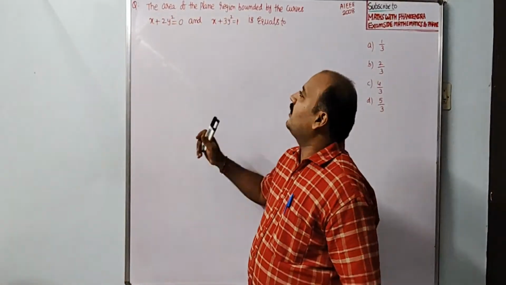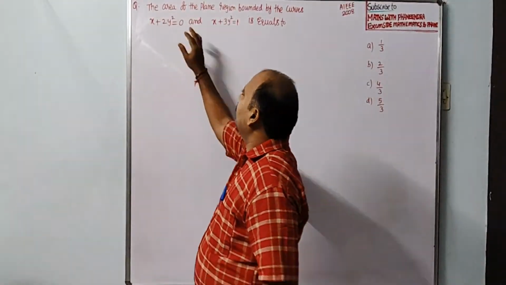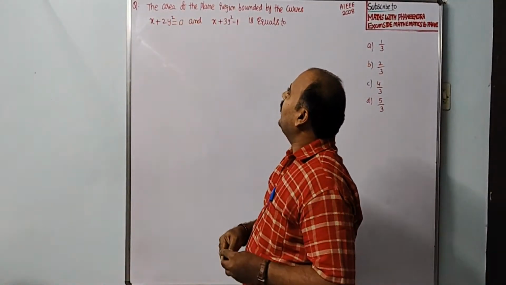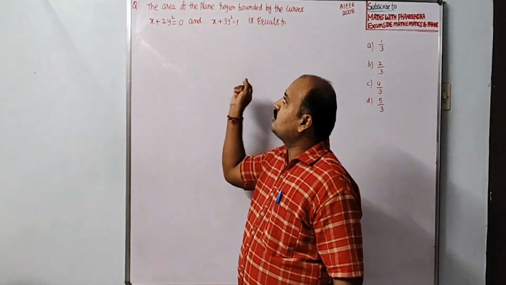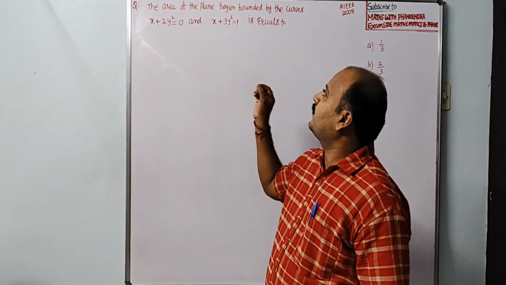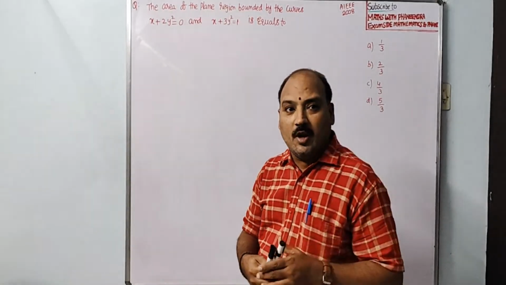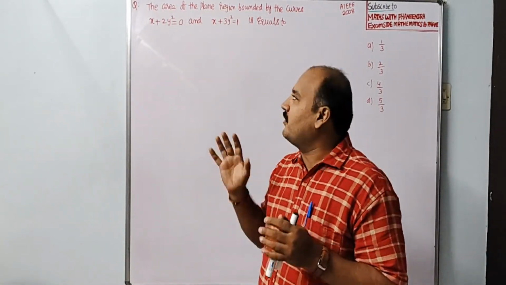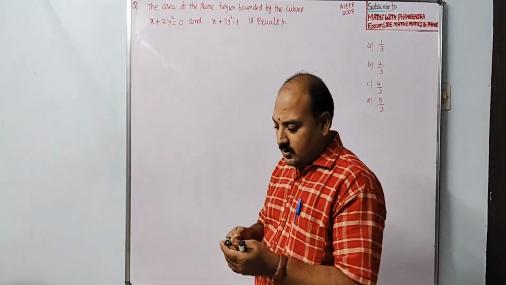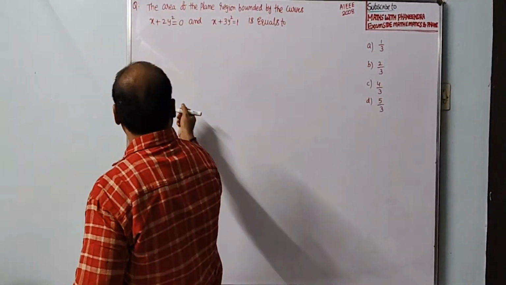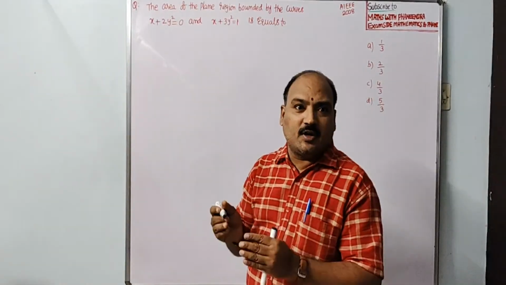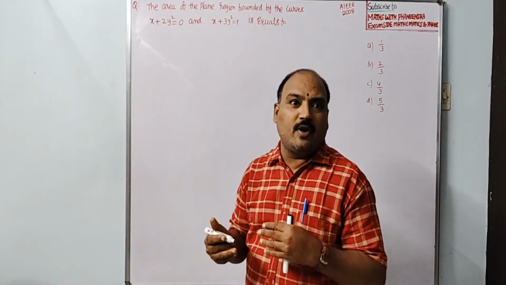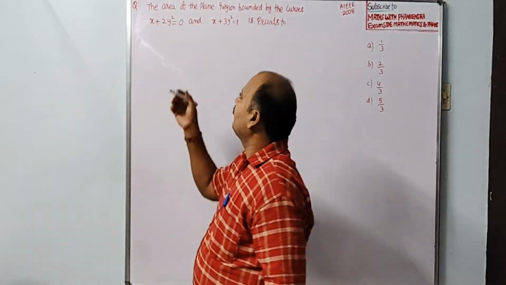Let us have a discussion. The question here: the area of the plane region bounded by the curves x plus 2y square equal to 0, x plus 3y square equal to 1. So, how to draw the figures which are parabola curves? See here, dear students. First, we need to calculate the point of intersection of the curves, from where to where we can calculate the area.